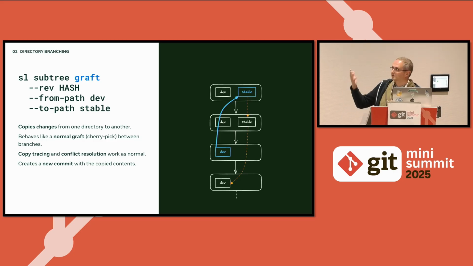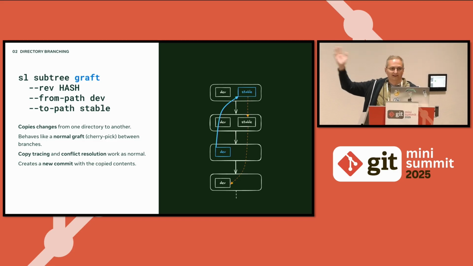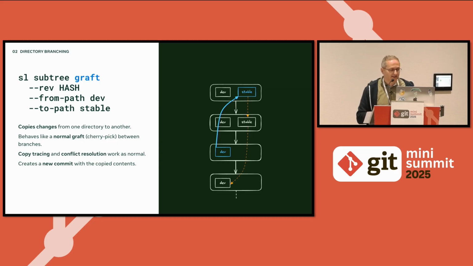So we've got the subtree graft, which is Sapling's word for cherry pick. It's exactly the same operation. It just uses a different verb. You do graft from this directory to this other directory, and it will create a new commit with the changes in the other directory automatically remapped onto the new directory. And because of that extra metadata, all of the copy tracing, conflict resolution stuff that exists for a normal cherry pick operation also works across directories. So that's cherry pick.